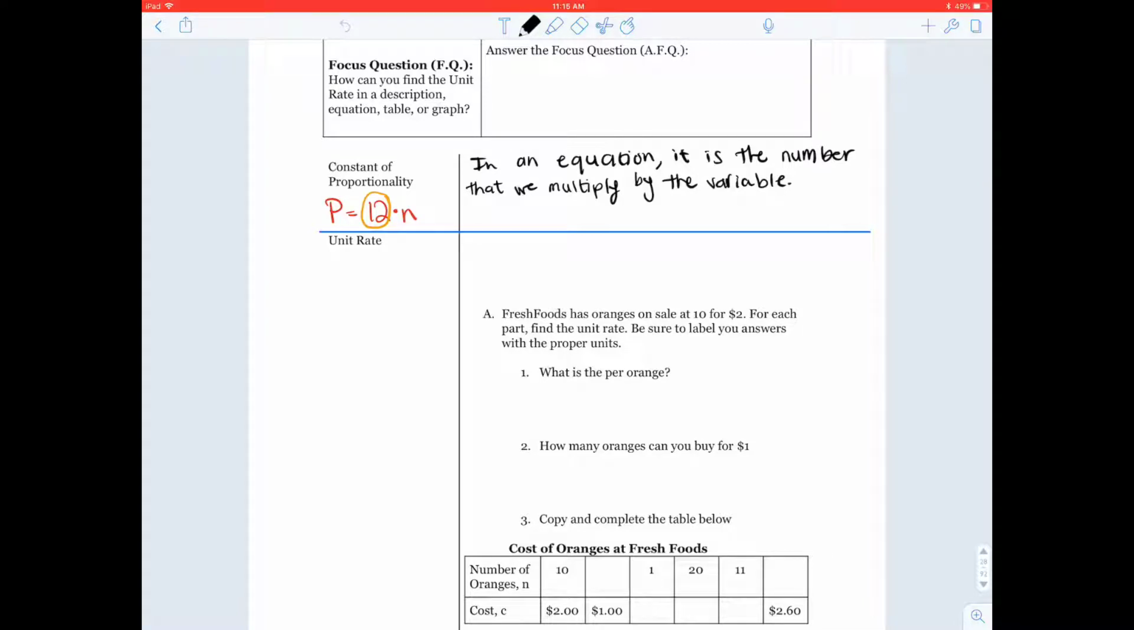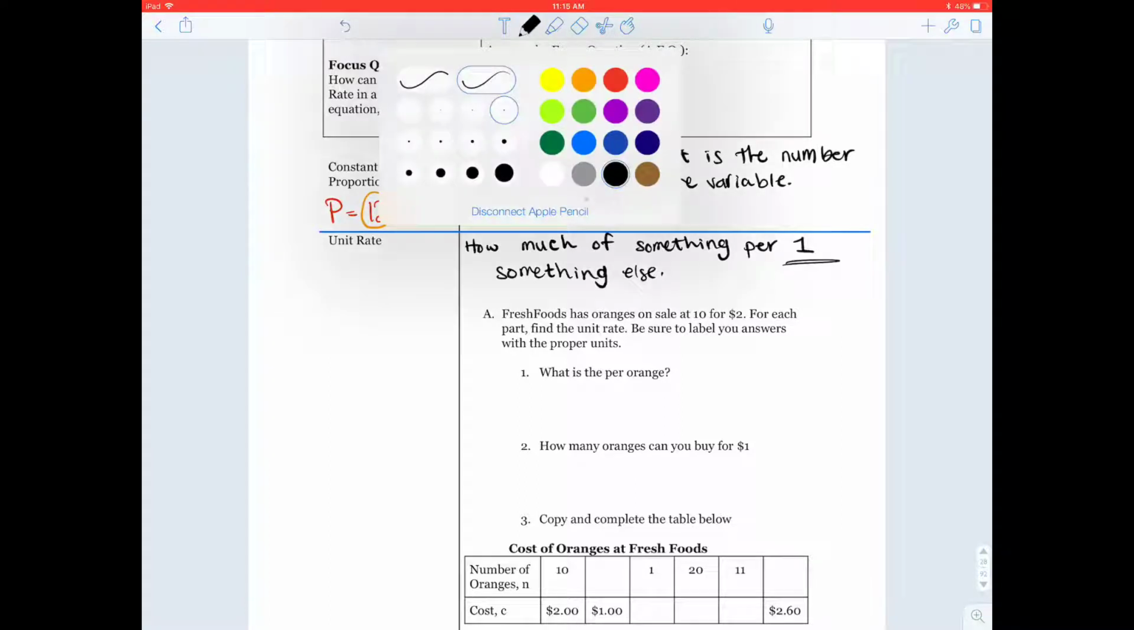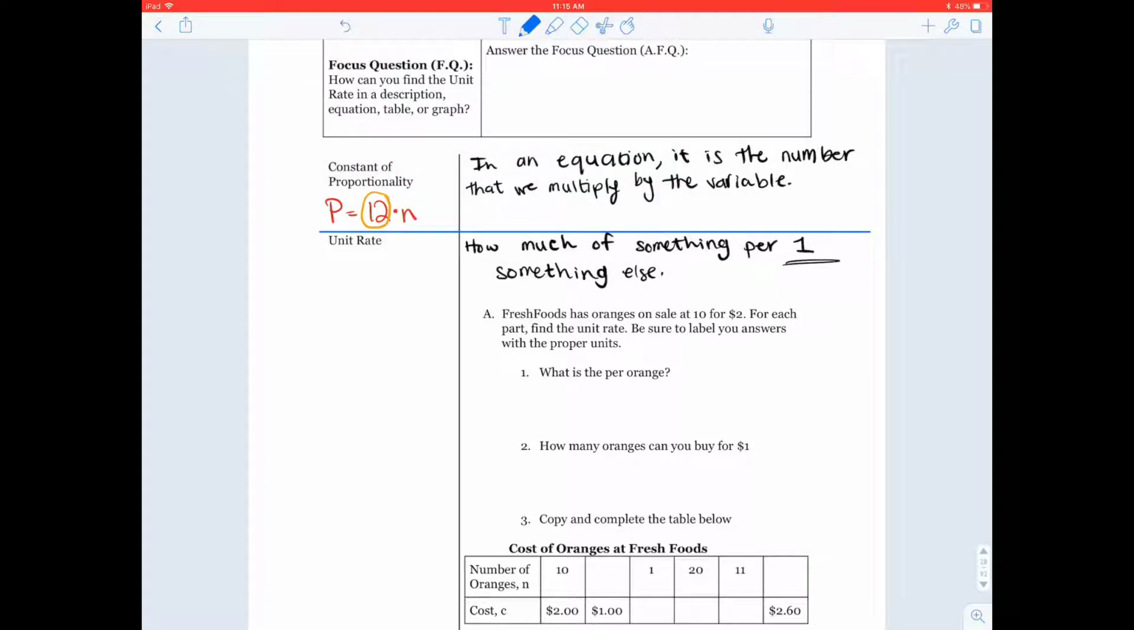So how much of something per one something else? Let's write that down. A unit rate is how much of something per one something else. And I really want to put the emphasis on the number 1. So 1 is always going to be part of a unit rate. Well, you're probably saying, Mr. RG, that still doesn't make any sense to me. Well, let's think of a few examples. So if we can write some examples over here on the left column.